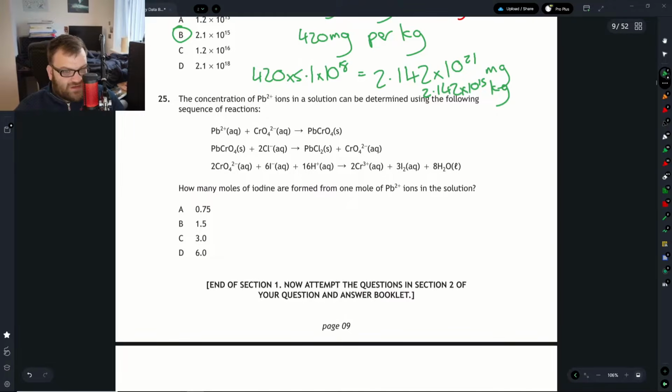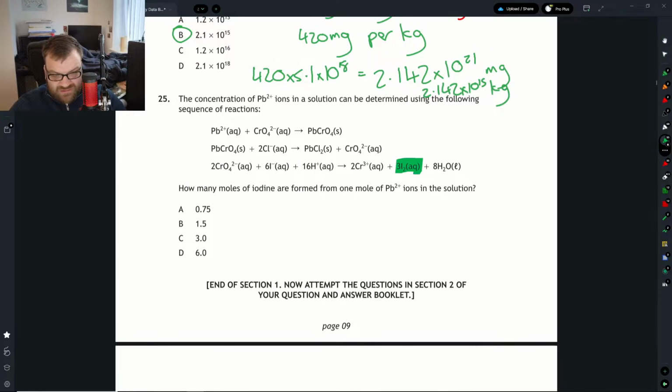Okay, next up, we are asked to use our equations to do ratios to try and convert between different chemicals. So we are asked about iodine, and iodine is hiding here. Iodine, not iodide. Iodide would be the I minus. And we are told about Pb2+ ions. We're looking for chemicals that are in common between each equation. So if we're starting off with the Pb2+, that is one of them.